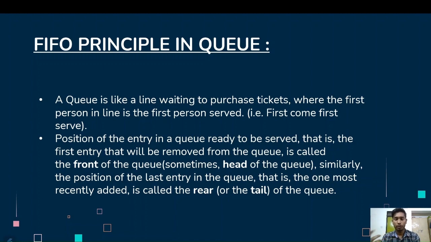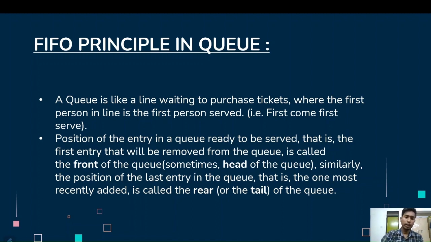What is FIFO? It is first in, first out. So we can say that whatever comes first in a queue is the first one to leave the queue. Talking more about it, the first entry, which is removed from a queue, we call the head. Similarly, the last entry in the queue is the tail, or we can say the rear.